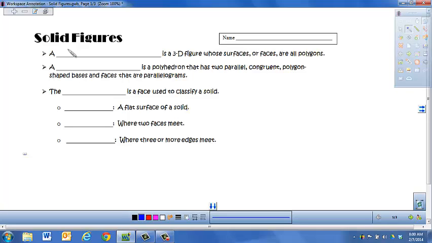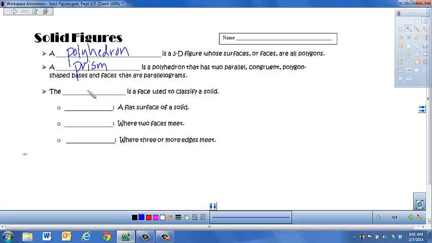The first definition is called a polyhedron. A polyhedron, fill it in right here, is a 3D figure whose surfaces or faces are all polygons. A prism is a polyhedron that has two parallel congruent polygon-shaped bases and faces that are parallelograms. I'm going to show you a picture of a prism in just a minute.